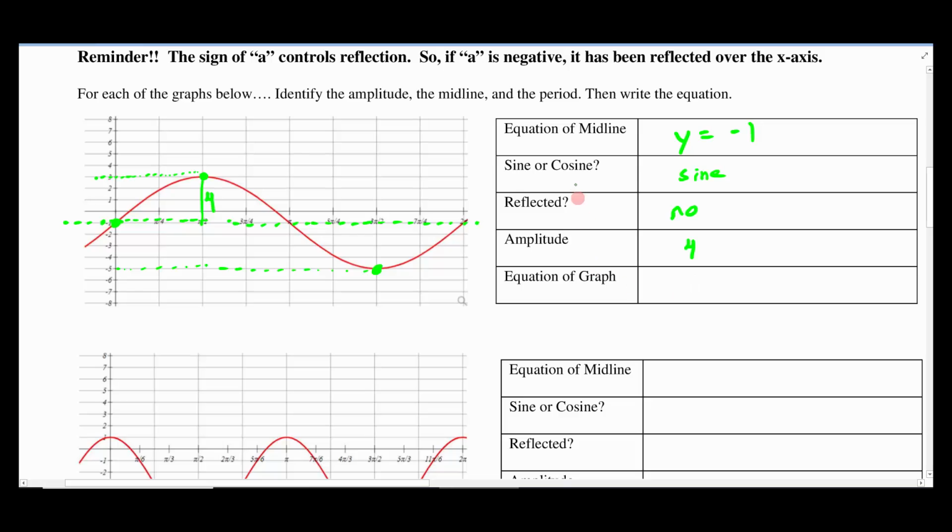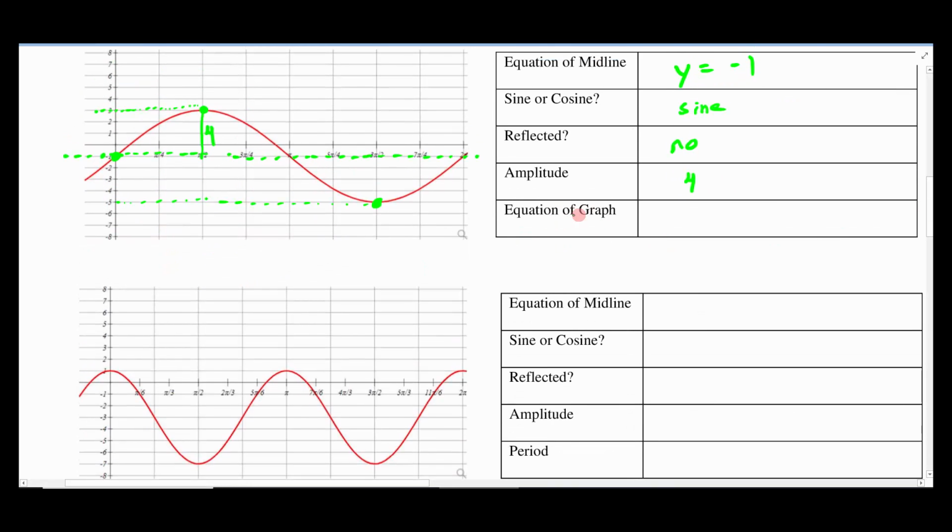Okay, so we have found all of the major things that we need to be able to write the equation, because that's what they're asking for next. Since this is a sine function, we're going to say y equals, and I'm going to start with my amplitude. That is the number that goes out front, right? That is my a value. So I'm going to say 4 times sine, and our variable inside of sine will be x. And then since the midline is at -1, that means the graph has been shifted down 1 unit. So I need a -1 on the end.